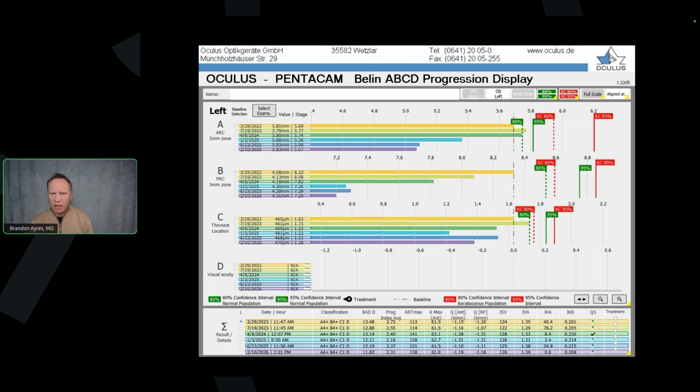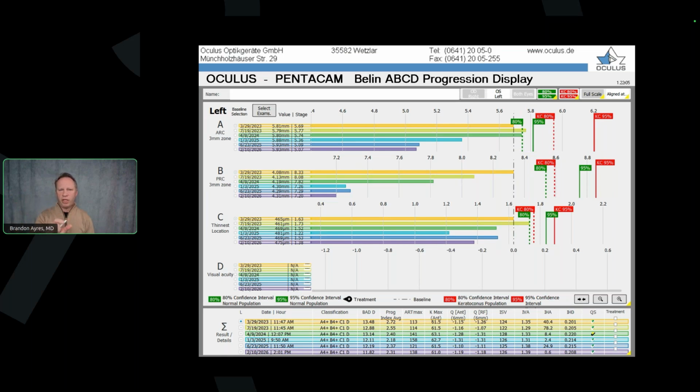If you're fairly confident that somebody has keratoconus or they do have keratoconus, the red error bars, if you are seeing progression into those error bars, you can be very, very confident that that keratoconus patient is progressing.